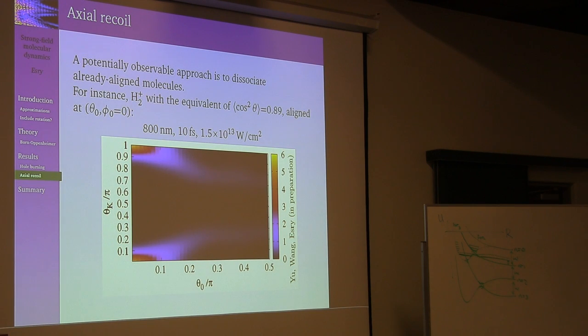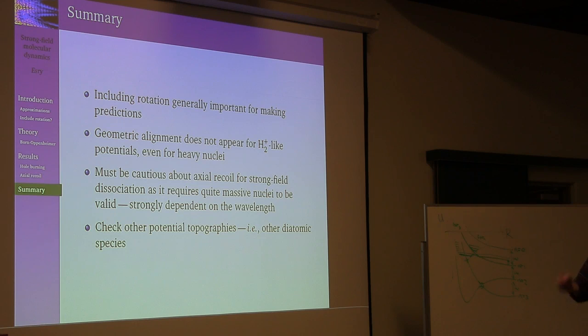It's getting late, I won't talk about this one. The key point is that including rotation is actually fairly important if you want to make quantitative predictions compared with the experiment, okay? Because the experiment measures angular distributions. So you need to include the angular degrees of freedom to produce predictions.